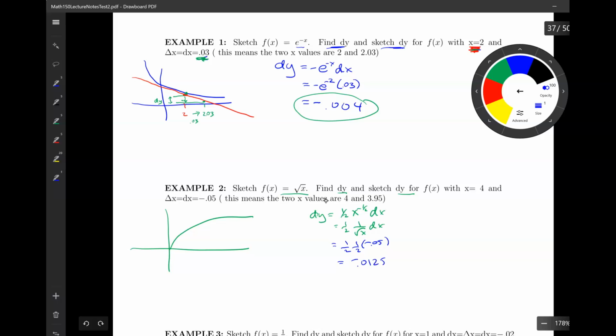All right, I'm starting at x equals 4, and I move a distance of 0.05 in this direction. That gets me to 3.95 on the x-axis. I draw the tangent line at 4. And where is this distance dy? dy is the change in the y values on the tangent line. So from here to here is my dy.